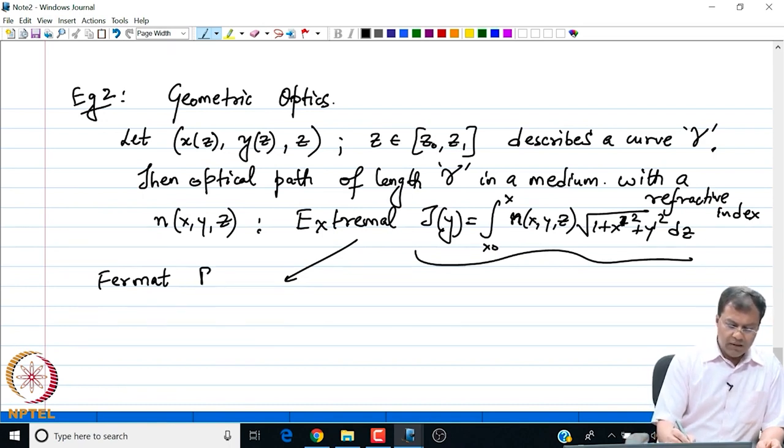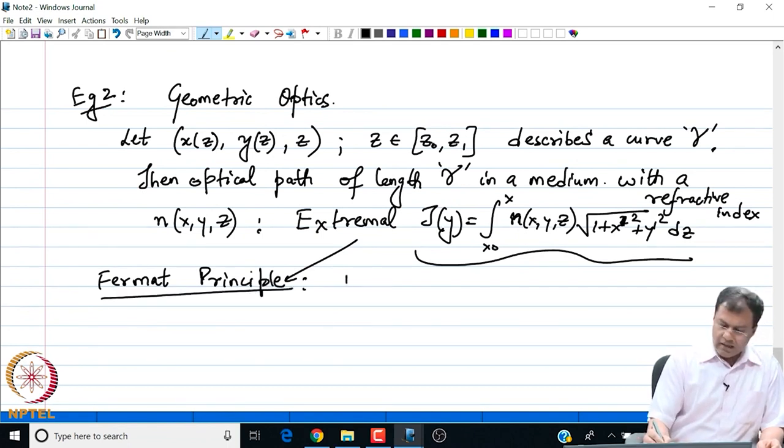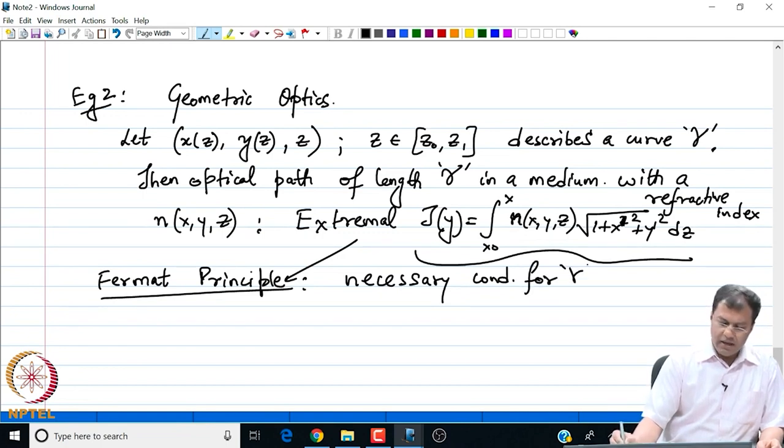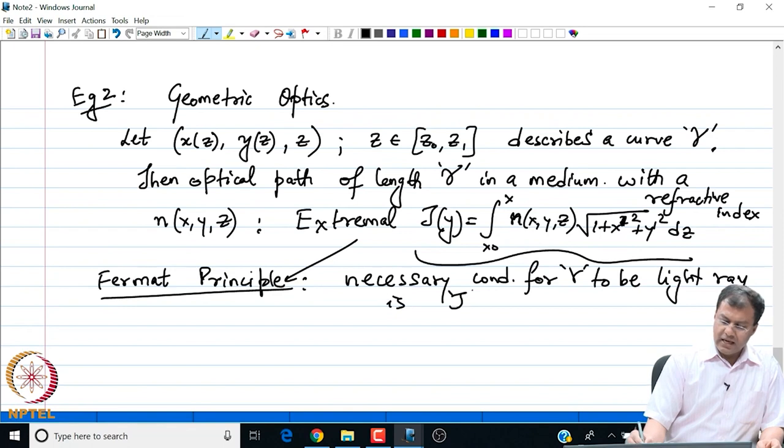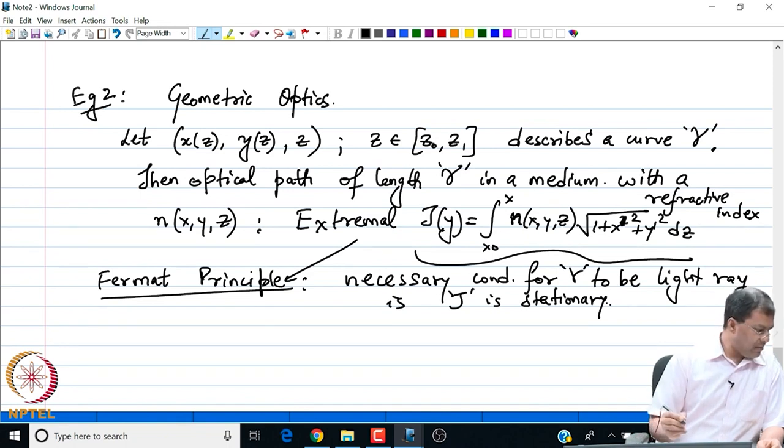So, by Fermat's principle, I see that the necessary condition for gamma to be a light ray is that J is stationary, or J has an extremum.